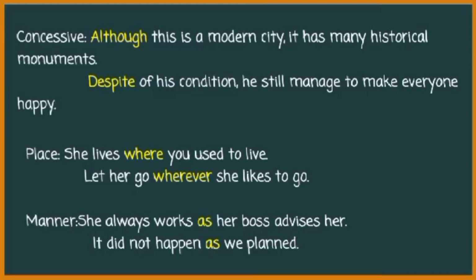Manner. Conjunctions of manner show how a person performs any action or activity. For example, she always works as her boss advises her. It did not happen as we planned. So the conjunction as refers to the manner.